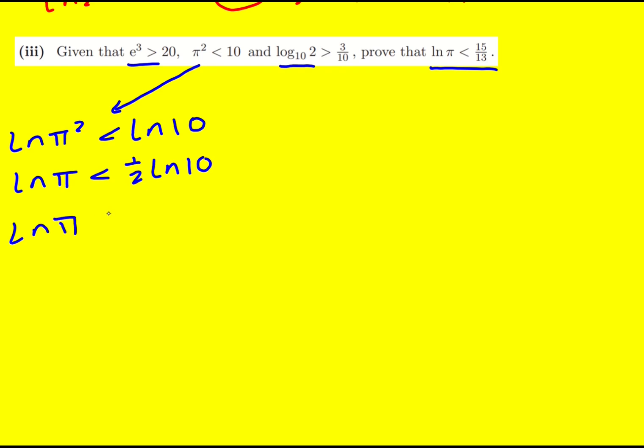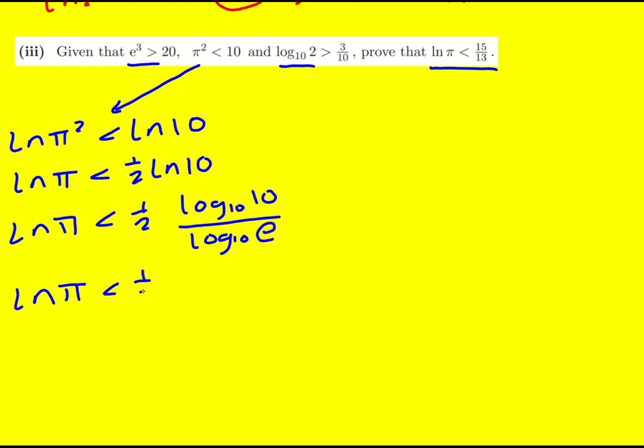Now let's change the base into base 10. So it'll be log to base 10 of 10 over log to base 10 of e. And that's what we've got to try and figure out over here. Let me just rewrite it. ln pi is less than a half times 1 over log to base 10 of e.